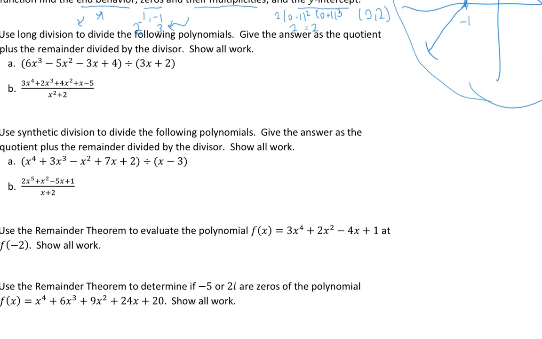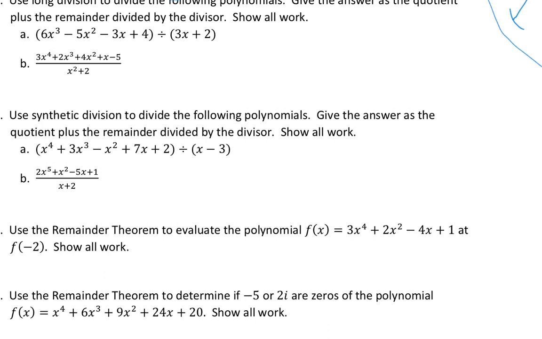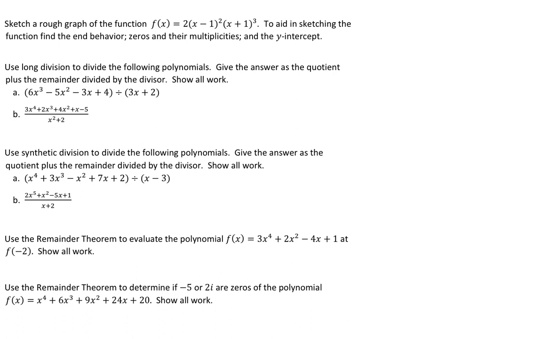Now, I'm going to erase this again, and we'll go on to number 58. We've got to use long division to divide the following polynomials. Setting it up, we're going to get 3x plus 2 dividing 6x to the third minus 5x squared minus 3x plus 4.